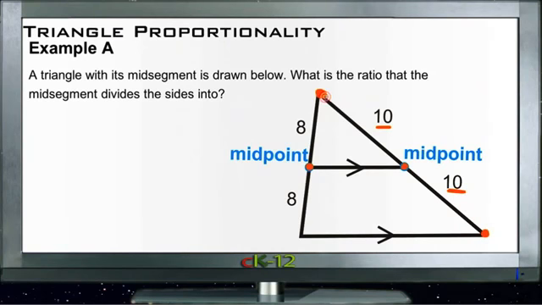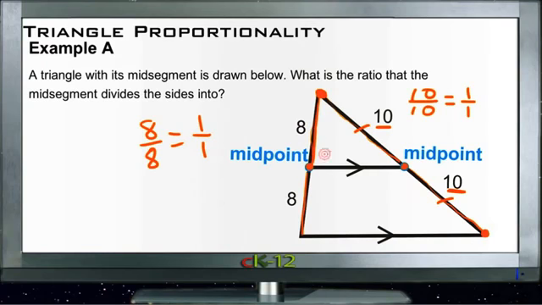So we know that the first segment here is 10 units, and it's marked that way. And the second segment is also 10 units. It's also marked that way. So those two are the same. So that ratio would be 10 over 10, or 1 over 1. Yeah? The other ratio is marked as 8 and 8. Again, 8 over 8 is the same as 1 over 1. So the ratio of these segments that the midpoint creates is a 1-to-1 ratio.